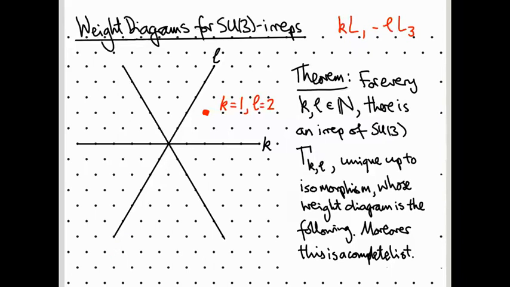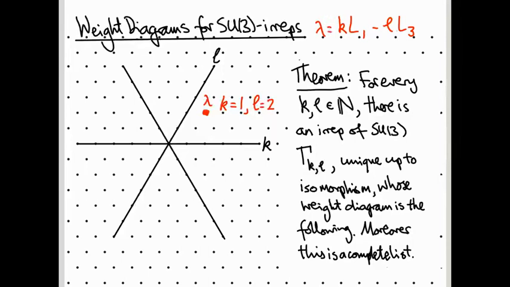Okay, so if k and l are non-negative, we're going to get a point in this quadrant. Well, it's not really a quadrant, is it? A sextant of the plane. And you can get any point up there using some values of k and l. Okay, what are we going to do with this point? Let me give the point a name. Let me call it lambda. So lambda is k L1 minus l L3.